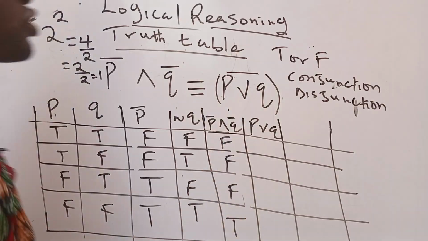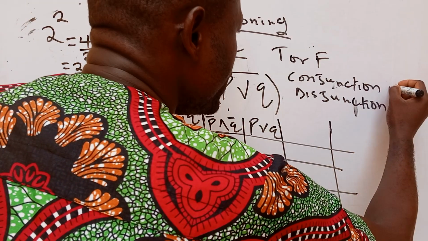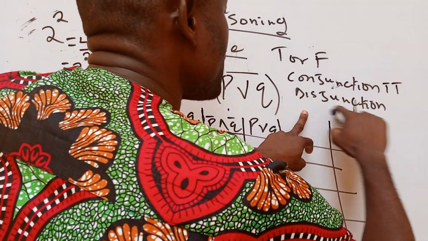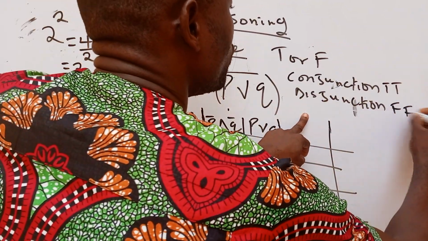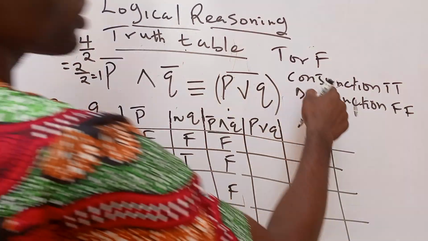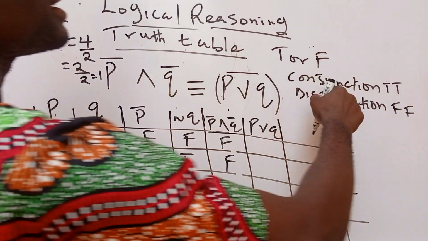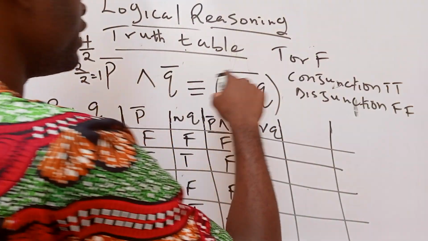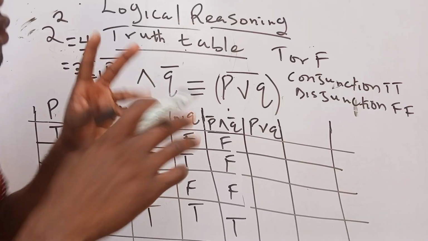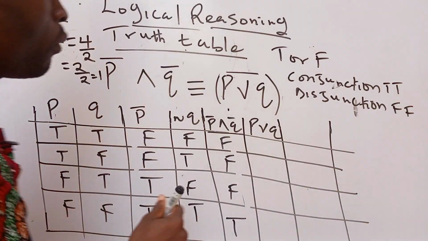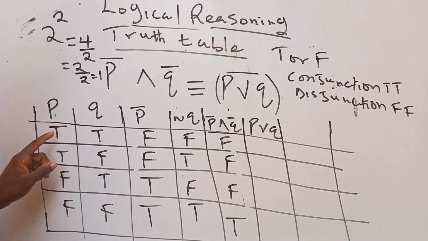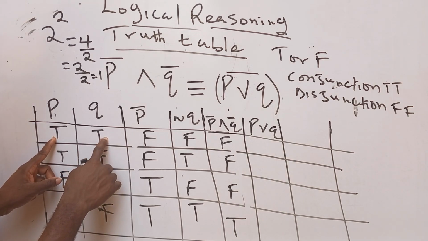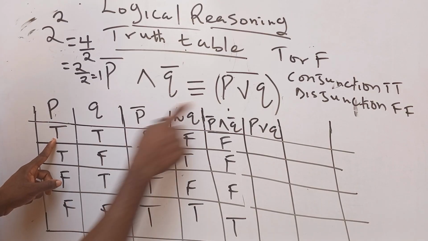So in conjunction, the only time you have true in the table is when you have true and true, otherwise false. While in disjunction, the only time you have false is when you have false and false, otherwise true. So disjunction is seen as the opposite of conjunction, and conjunction the opposite of disjunction. But don't confuse it with negation, because negation is generally the opposite of a logical statement. So for P disjunction Q, this is P and this is Q. The only time this table becomes false is when you have false, otherwise true, using disjunction.